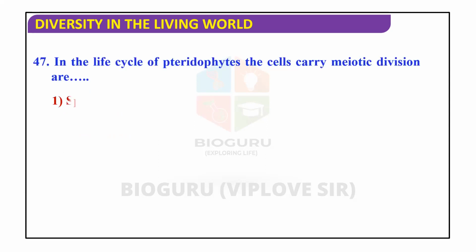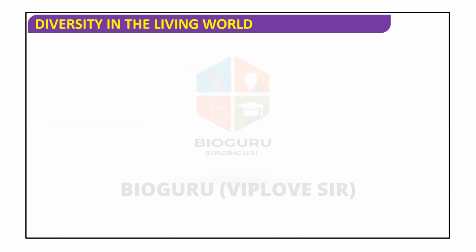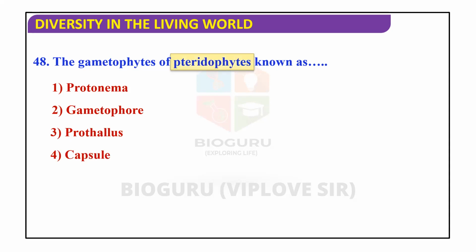That's good. In the life cycle of pteridophytes, the cells that carry meiotic division are spores, spore mother cells, antheridia and archegonia. Antheridia, you know, is for the male, archegonia for the female. Spores and spore mother cells. Meiotic division, it is spore mother cell. The gametophytes of pteridophytes are known as protonema, gametophore, prothallus or capsule. Yes, the right answer is prothallus.